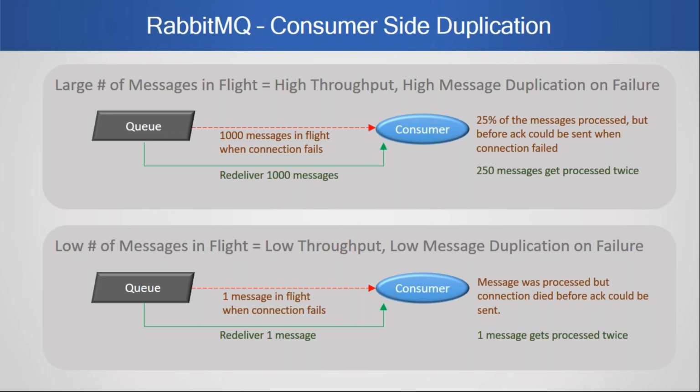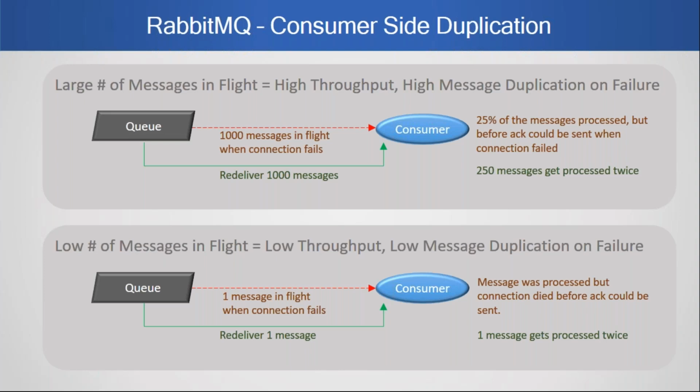So consumer side duplication is very similar to producer side duplication. Again, if we have a large number of messages in flight, we can get high throughput, but we get more duplication on failure. Here we have a prefetch of 1000, which basically limits RabbitMQ to having 1000 messages unacknowledged at any time.